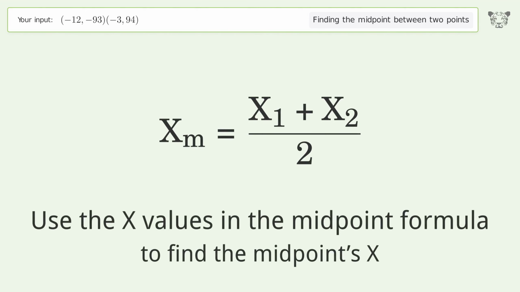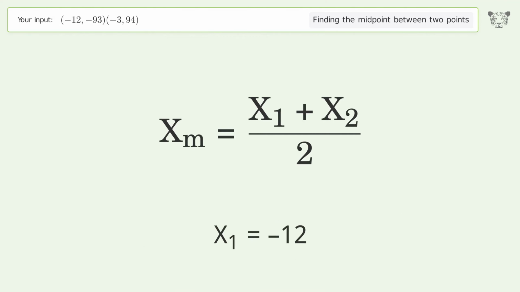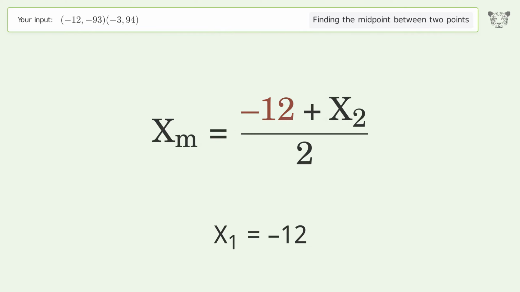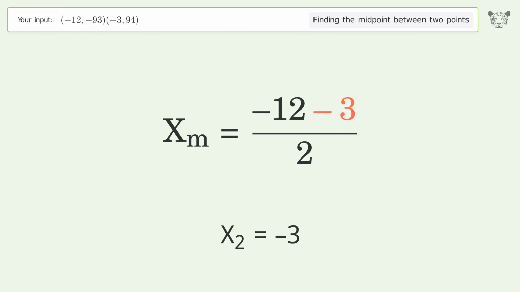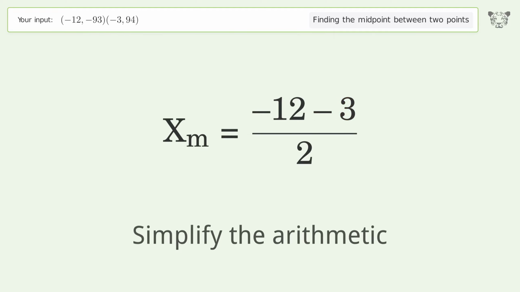Use the x values in the midpoint formula to find the midpoint's x. x1 equals negative 12. x2 equals negative 3. Simplify the arithmetic.